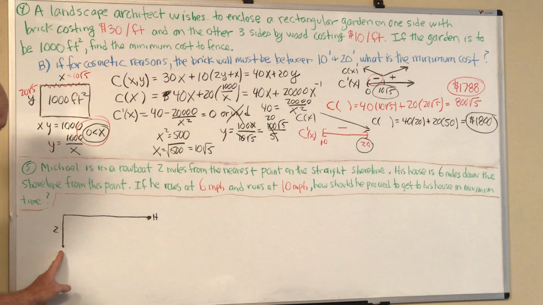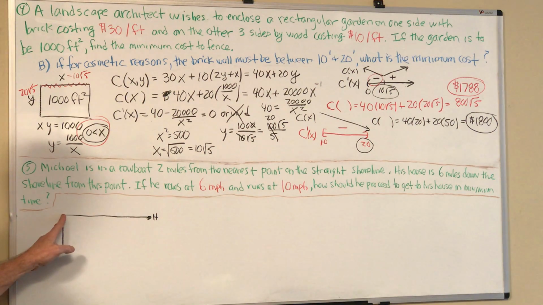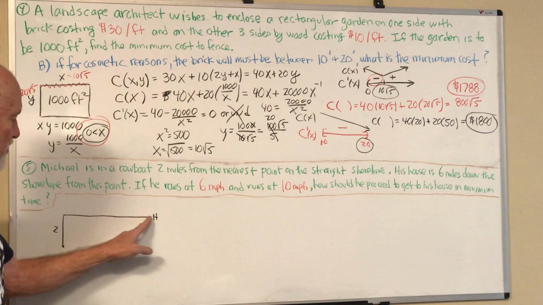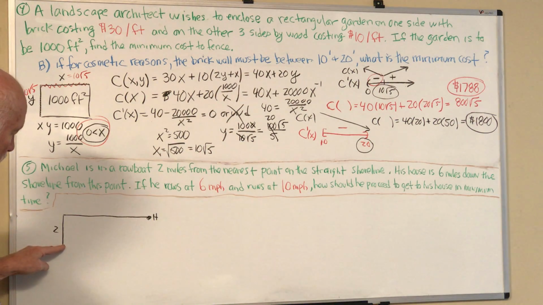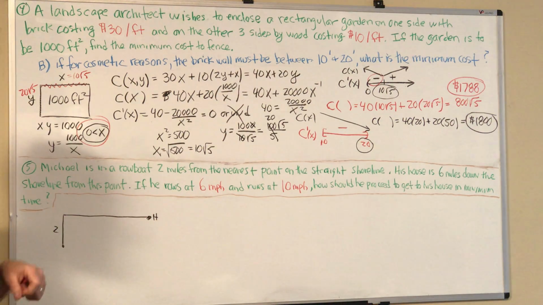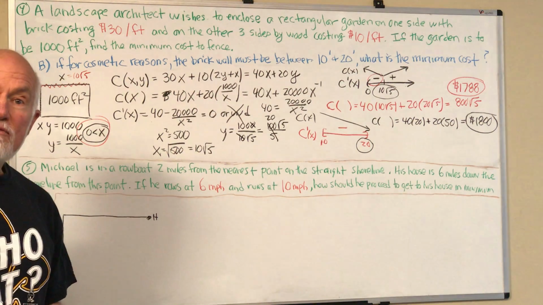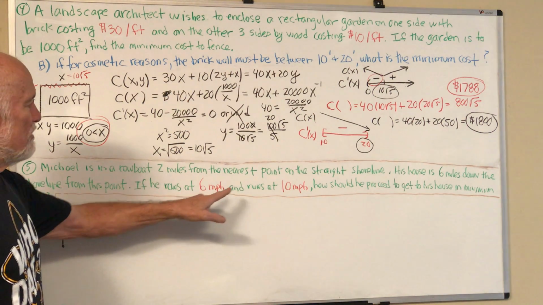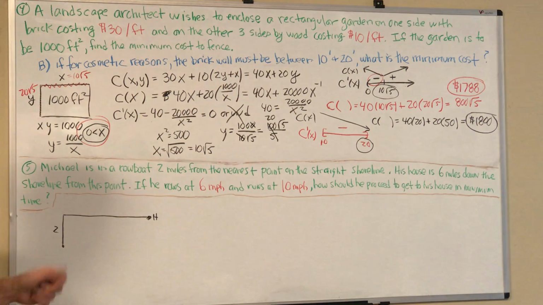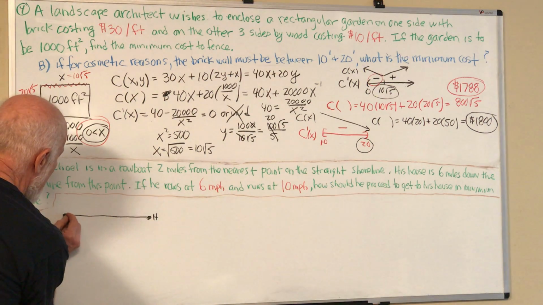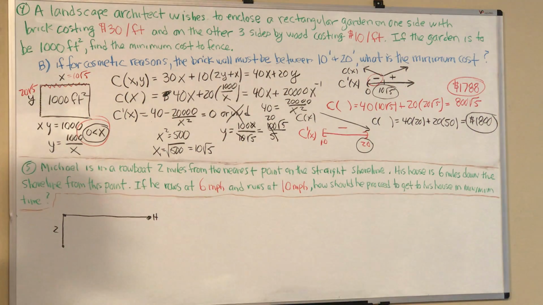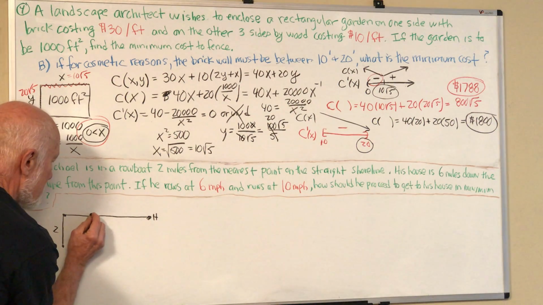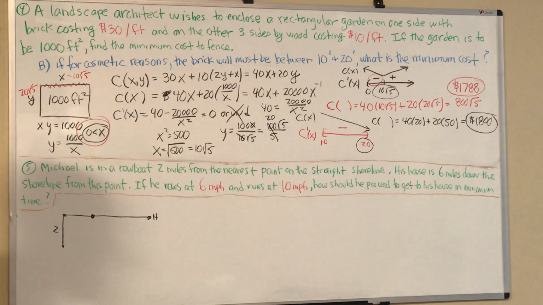Well, he has his choices. He could row straight to shore and then run the rest of the way. He could row straight to his house in the shortest distance he could do, and that's probably the decision he would make if he rowed faster than he ran. But since he runs faster than he rows, maybe that's not the best decision. So the key is he could either go to here or anywhere in between. So we're going to let the math make the decision. We're going to let calculus decide for us.